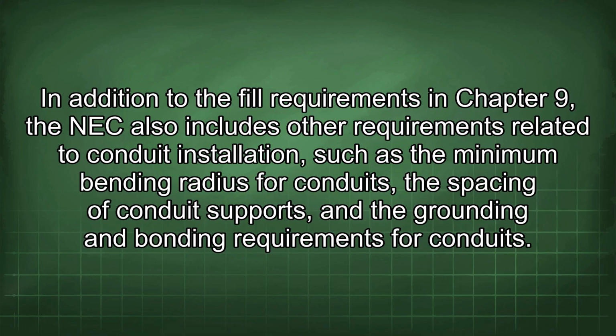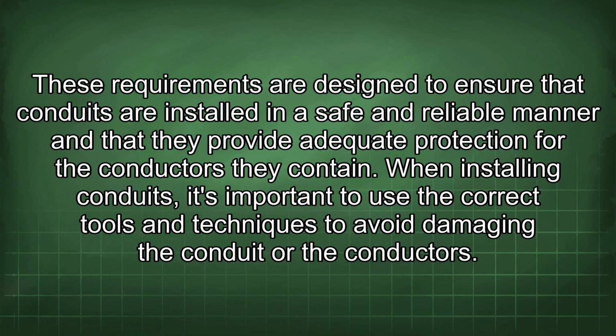In addition to the fill requirements in Chapter 9, the NEC also includes other requirements related to conduit installation, such as the minimum bending radius for conduits, the spacing of conduit supports, and the grounding and bonding requirements for conduits. These requirements are designed to ensure that conduits are installed in a safe and reliable manner and that they provide adequate protection for the conductors they contain.